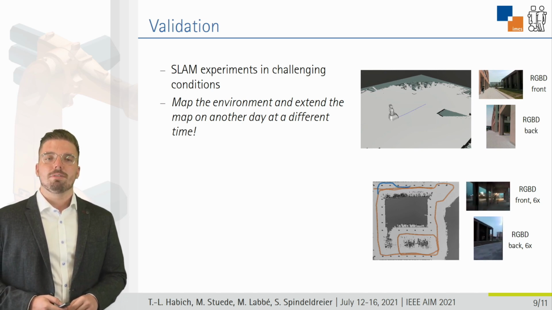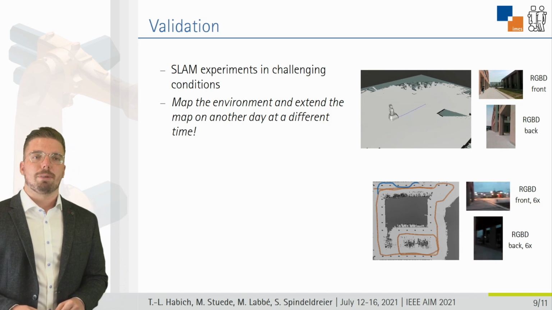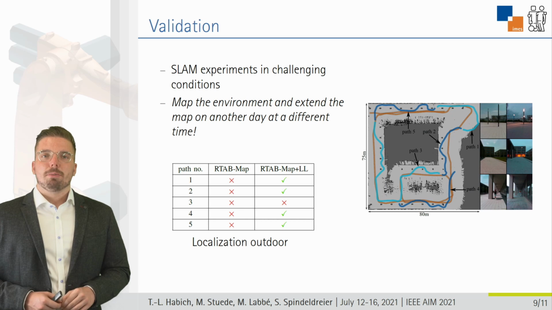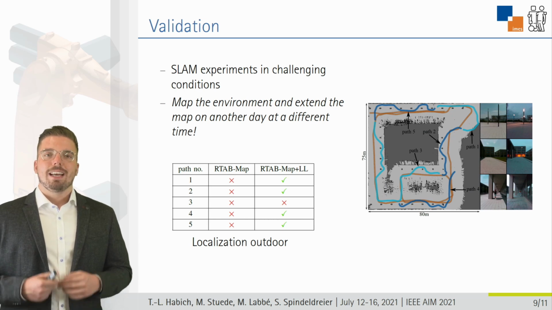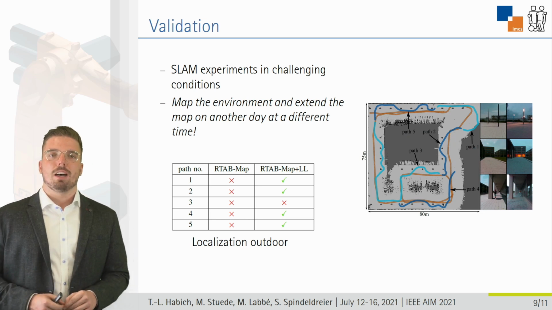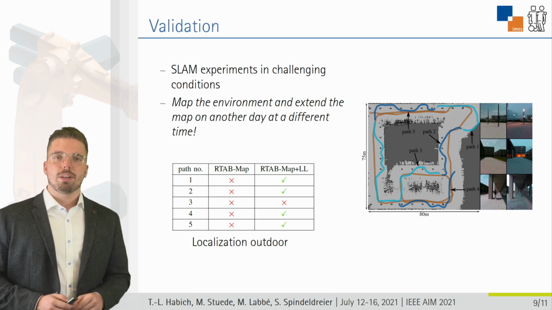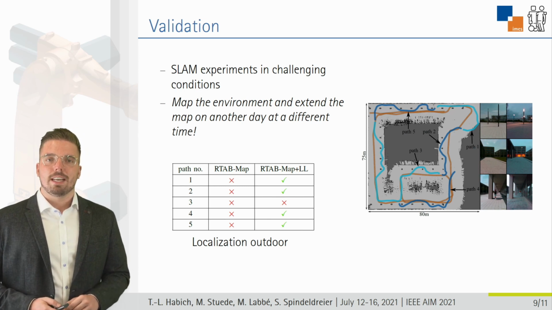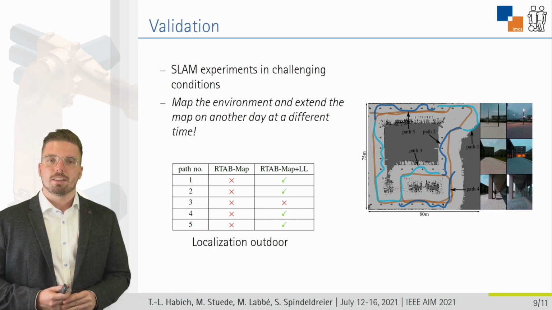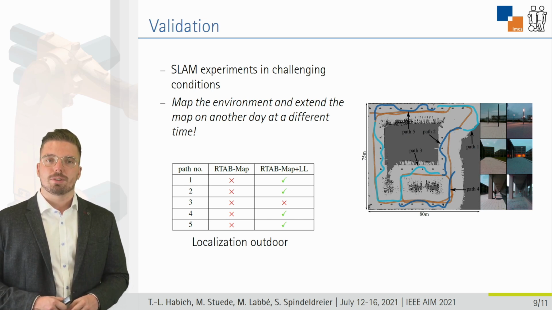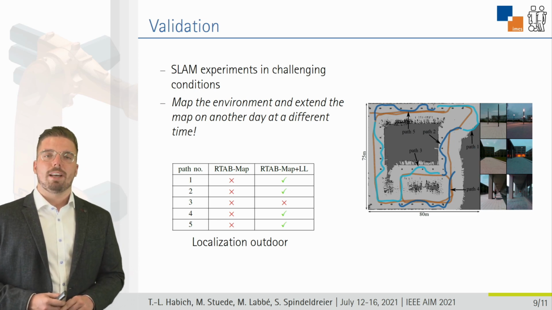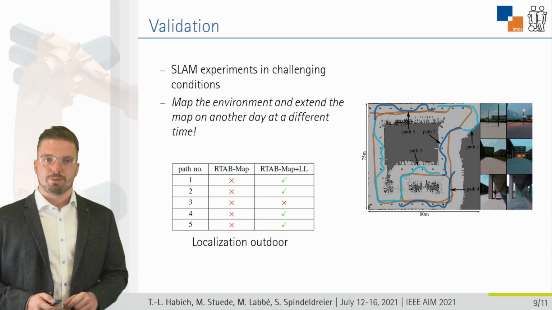5 paths were driven, which are shown in blue on the map. Due to the dynamic environment, RTAB-Map did not detect any loops and therefore a localization for all of the 5 paths failed. In contrast, with our method, a localization in the map of the old session was possible in 4 out of 5 paths and the mapping could be continued. Loops were detected in the 3rd path, but localization failed due to a wrong transformation matrix.